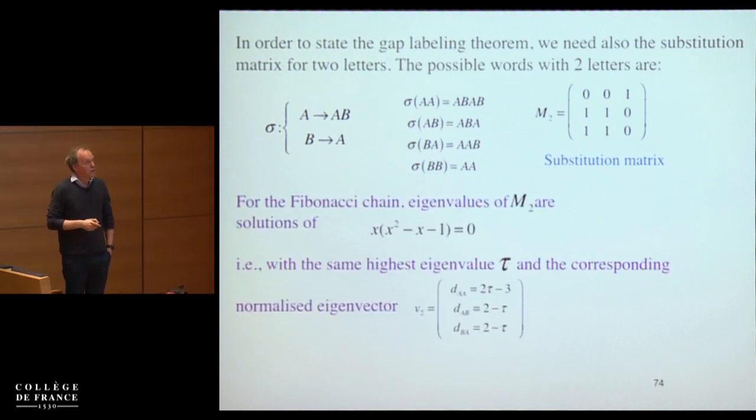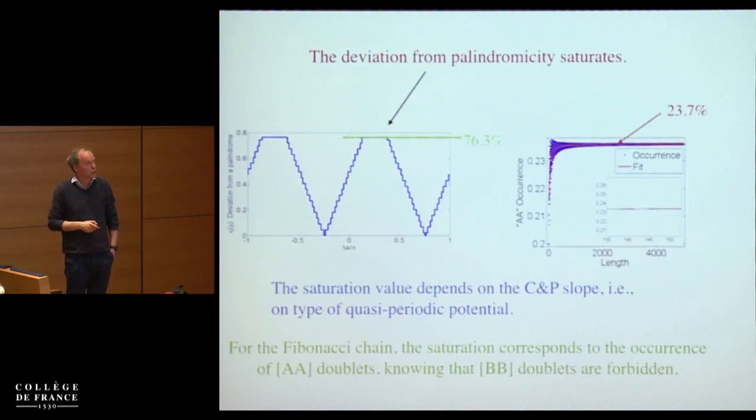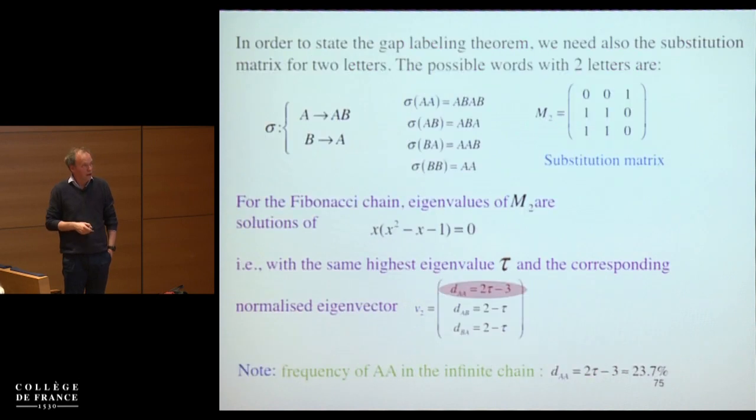And now for the Fibonacci chain, this matrix has eigenvalues which are solutions of this, which means the highest eigenvalue is again the golden mean, and the corresponding normalized vector is this one. This gives the density of AA, of AB, and of BA. By the way, you note that the frequency of AA is given by this, and for our chain, it's 23.7%, which is what I said before. Okay? So when I claim that the saturation value depends only on the Cut-and-project slope, and it depends only on the kind of quasi-crystal, this is why I claim this. So this depends only on tau.